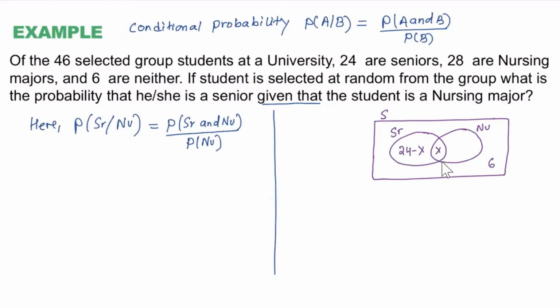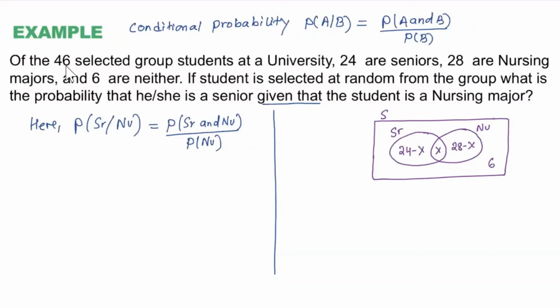Now on the other side, here in nursing, there are 28 students. Out of 28 students, we have X here. So how many students are here then? 28 minus X. Wonderful. What we know now is the meaning of this one, 24 minus X, they are just the senior. 28 minus X, they are just the nursing students. And this X, they are both nursing and senior. But if we add all these students, 24 minus X, this X in the middle, then 28 minus X, and then 6, which is there outside, what is that total equal to?